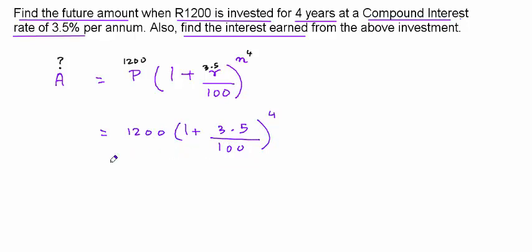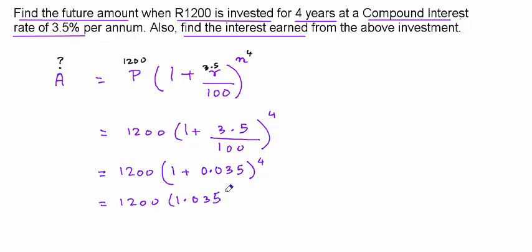Now you can simplify this. This is equal to 1200 times 1 plus 3.5 over 100, which is 0.035, raised to the 4th power. So that's 1200 times 1.035 raised to the 4th power, which is equal to 1200 times 1.148. That's rounded to the 3rd place after the decimal point. That many Rand. And that's equal to 1377.6 Rand.